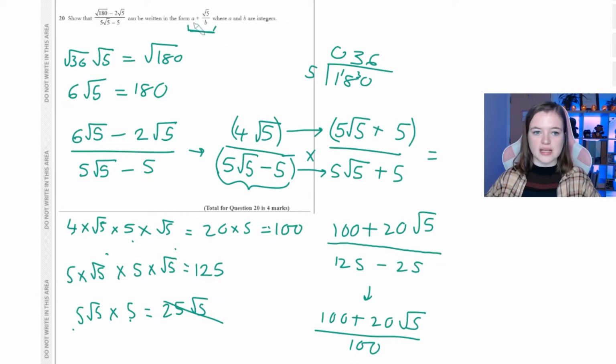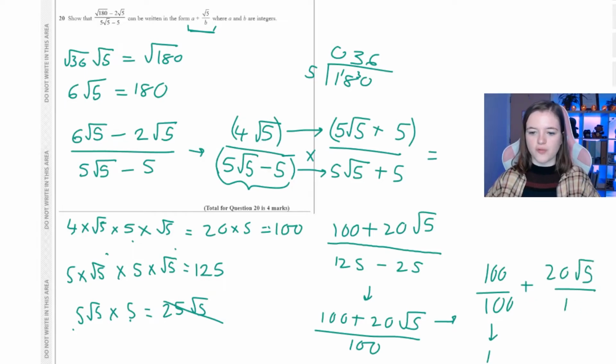So what we need to do is split these up into 2 different fractions. One's going to make it just a number, one's going to cancel out. The other is going to stay as a fraction. So what I'm going to do first is do 100 over 100. That's just 1. And then plus 20 root 5 over 100. That cancels with that to make 5, right? Because 20 divided by 100, that's just a fifth. You can cancel that down until you get 1 and 5. So that makes 1 plus root 5 over 5. So A is 1 and B is 5.